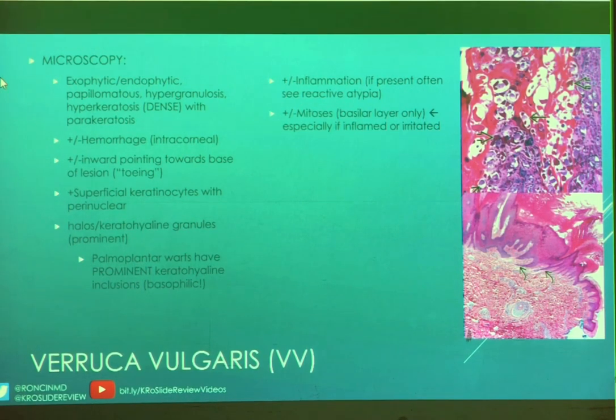You will have superficial keratinocytes with perinuclear halos, as well as keratohyaline granules. And they tend to be really prominent, okay? So the open arrow on the top picture is showing you those granules, whereas the closed arrow is showing you the halos.